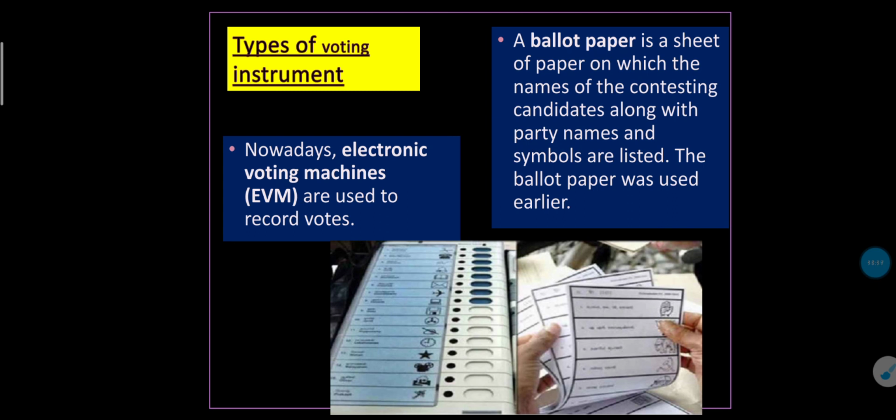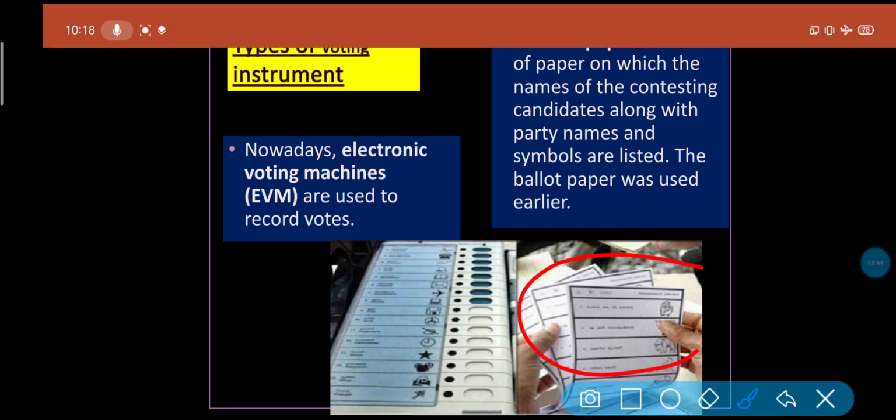There are two types of voting instruments. One is the ballot papers, on which the names of the contesting candidates are listed along with their party names and symbols. Ballot papers were used earlier, before 2004. Here the people stamp the particular candidate they choose, and they fold it and put it in the ballot box.